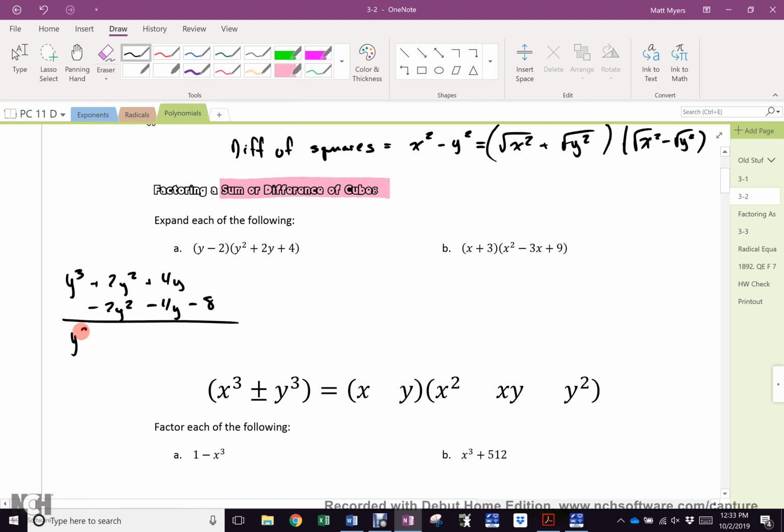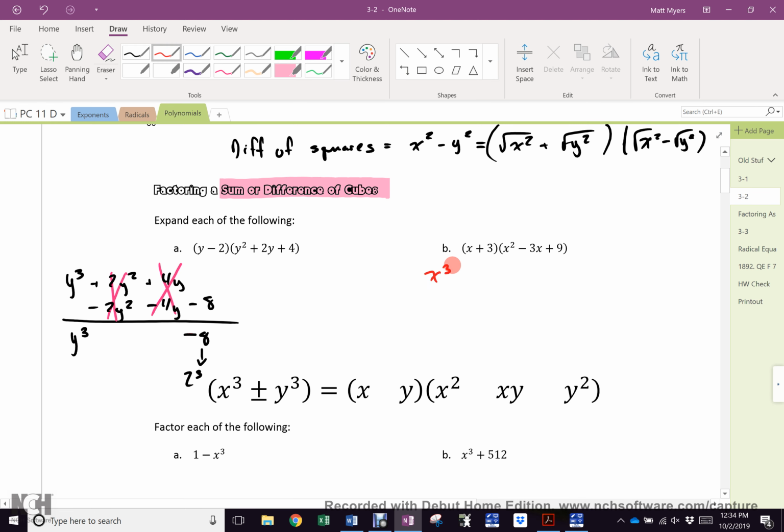Gather it up. y cubed. What happens in the middle? What happens there? Gone. What happens there? Gone. What's left? Minus 8. Now, you are intelligent young people. Cube, yes? Because that is 2 cubed, yes? Difference of cubes. Yeah? Yeah. Now let's go over here.